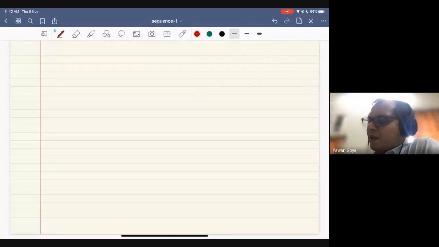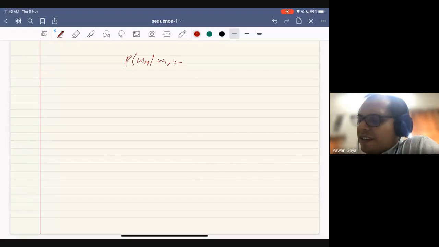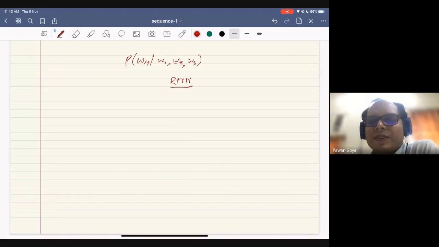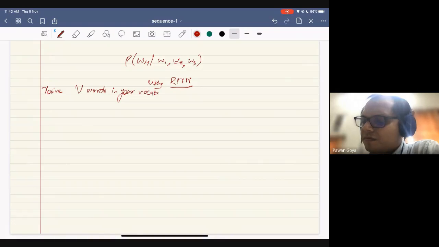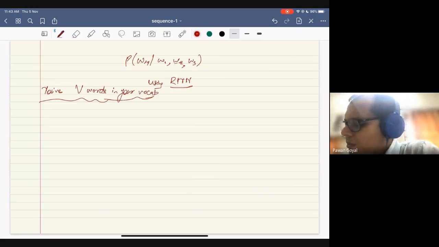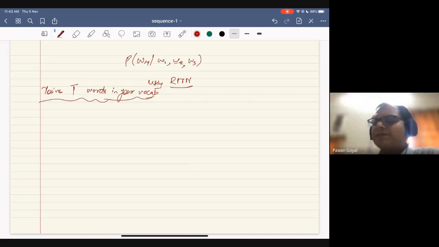Okay. So I want to do a language model: the probability of W4 given the previous words W1, W2, W3. So how would you use an RNN to do this? You assume a fixed vocabulary. Let's say you have V words in your vocabulary. Oh, not W. Let's say T, because I may need V for something else. So let's say you have T words in your vocabulary.